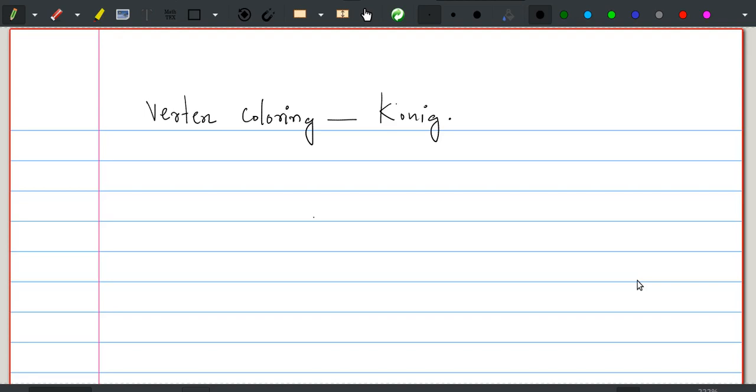Hi, I am Shanaz. So in this lecture we'll prove some short results about the coloring of a graph, vertex coloring of a graph. So let us start with this theorem.